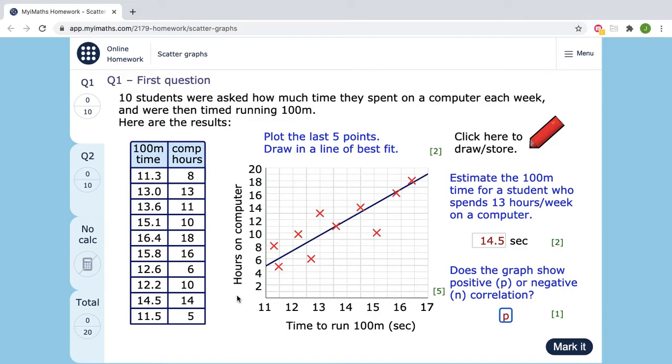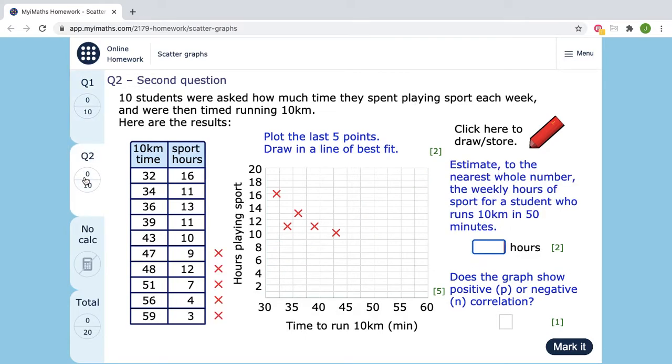So when one variable is dependent on the other, you tend to put the independent variable on the horizontal axis, so that would be the hours on the computer, and then the thing that it affects, or the thing that's dependent on it, on the vertical axis. And in this case, you can see how the time to run 100 meters could depend on the number of hours you spend on the computer, but certainly not the other way around. So I don't agree with the way they've put the axes in this.